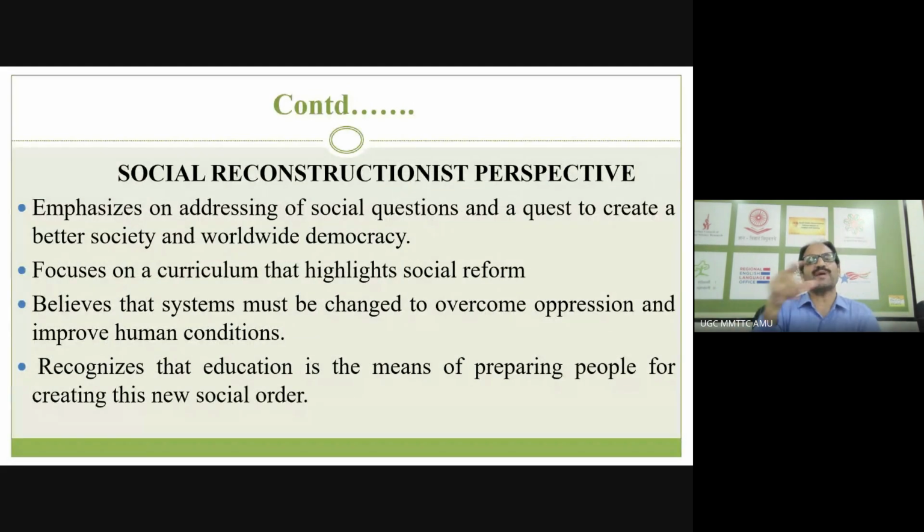Last perspective, the social reconstructionist perspective. So what is it? Four points have been mentioned on this slide. So any one of you, please read it.